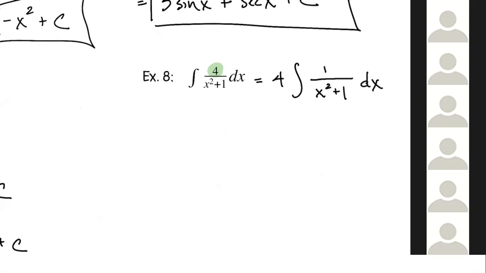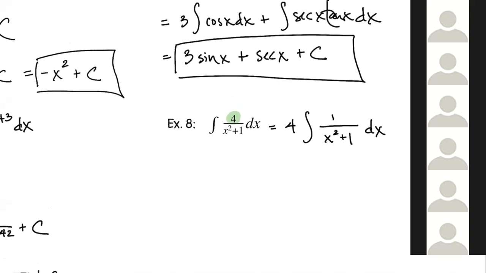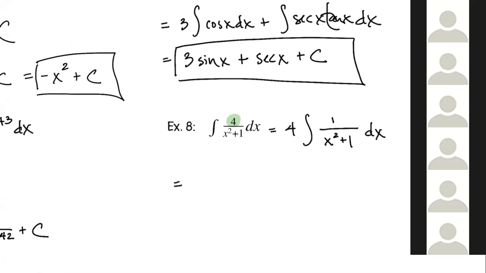There we go. All right, that is an inverse tangent. And so when we take our integral or our antiderivative, we'll get 4 times inverse tangent of x plus c.